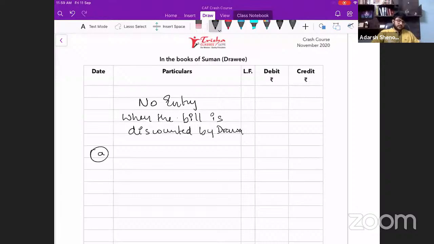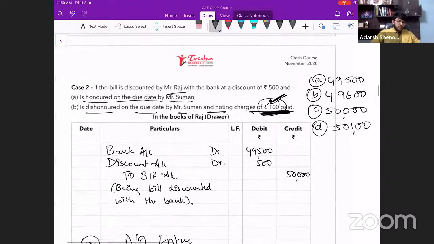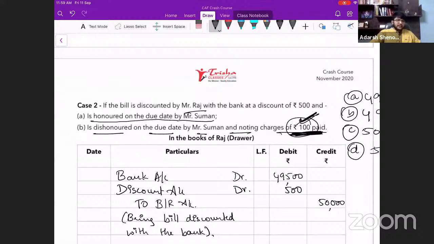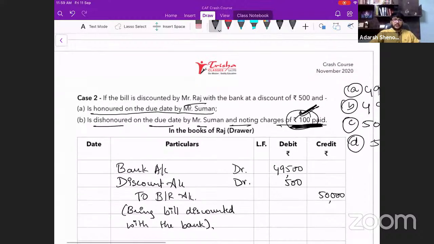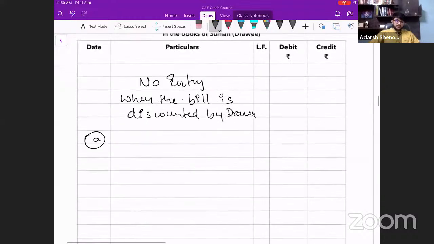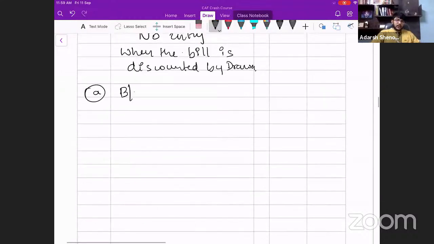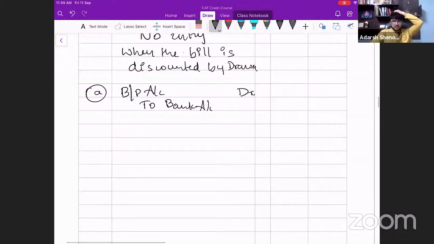Case A. Let's go to case A now. What is case A saying? It is honored by me on due date. I have honored the bill on due date. What is the entry? The liability is coming down. Bills payable account is to be debited. I'm paying cash, right? Bank or cash. Whatever I'm paying, the bank account is to be credited. Or cash account also you can write.